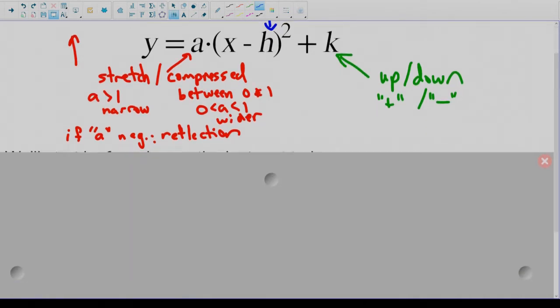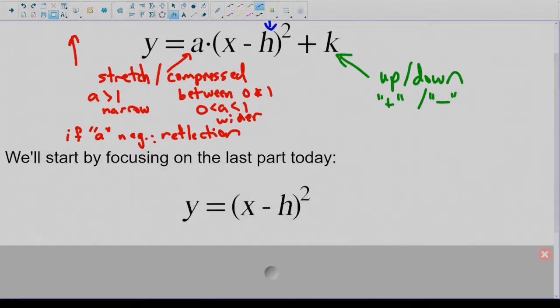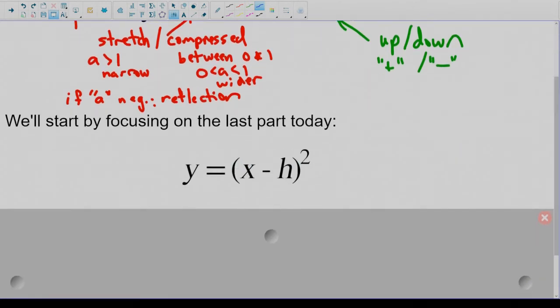Okay, so we're just going to focus on this part of the equation today. We're going to say that k is equal to 0 and a is equal to 1 for now. And then we're going to see how the h value changes the position of the parabola. So the fact that it's related to horizontal is probably giving you some hints, but I'd like to actually show it to you with Desmos because it'll probably be a lot clearer if you see it that way.